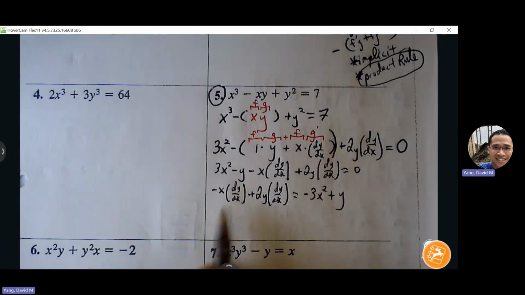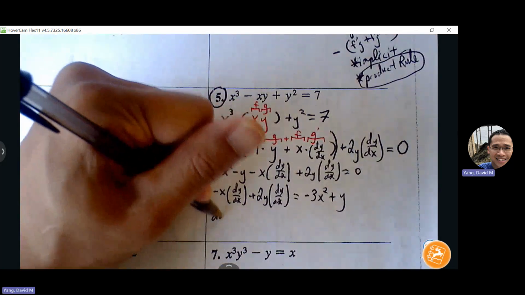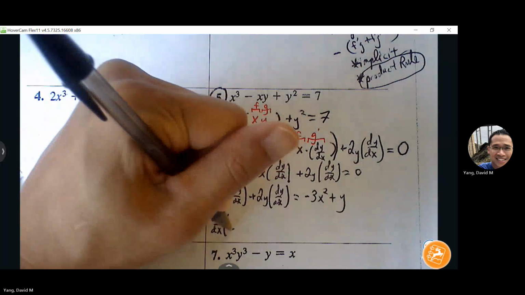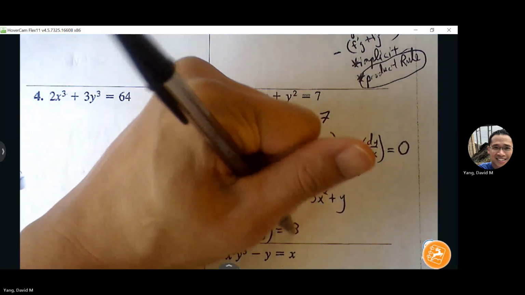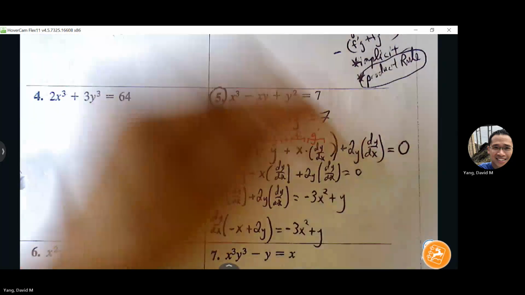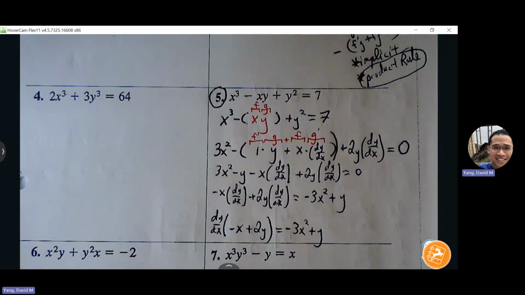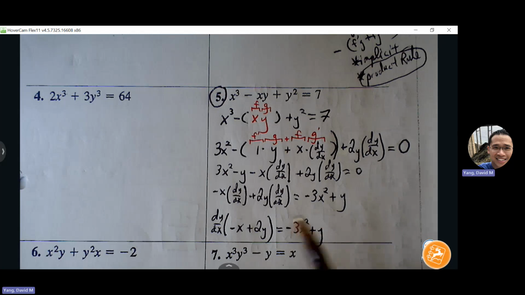Okay, what's next? Factor, yeah, factor dy dx out. Final step. Divide out the parentheses, yeah.